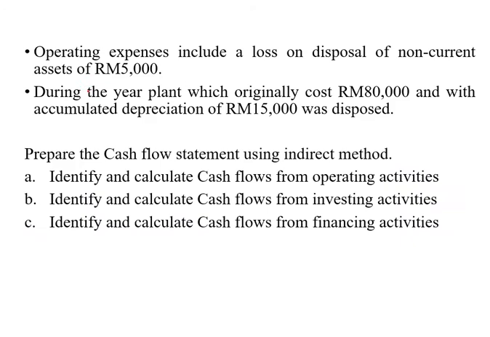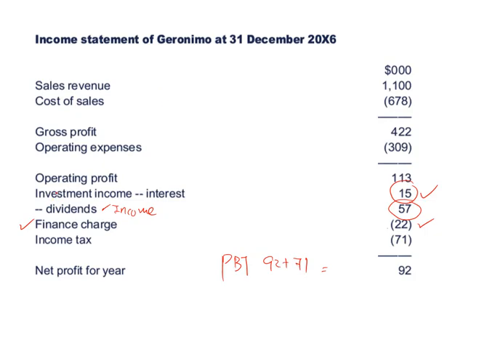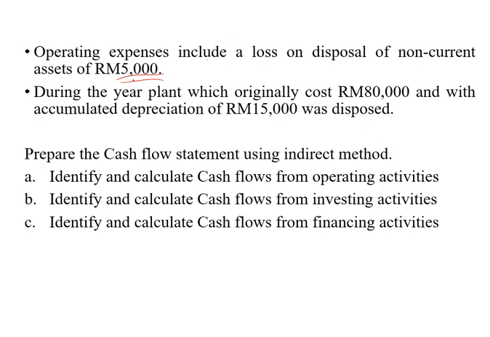So look at the additional information. You have only two things. Operating expenses here, including a loss on disposal of non-current asset 5,000. Means that here you have operating expenses, and they directly give you 309, but inside here is including loss on disposal 5,000. And then during the year, you have a plant. The cost is 80,000. Accumulated is 15,000. It was disposed of. Okay, guys.